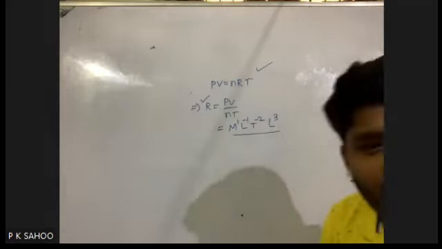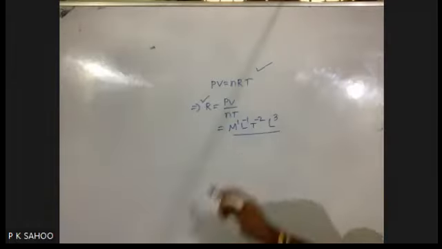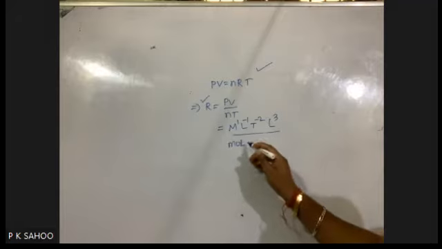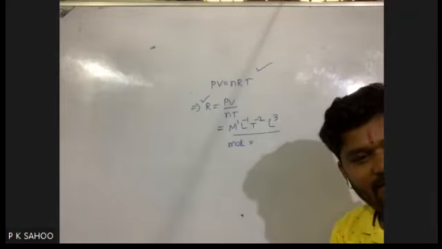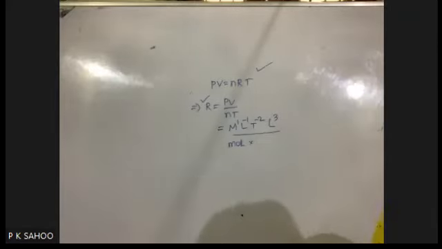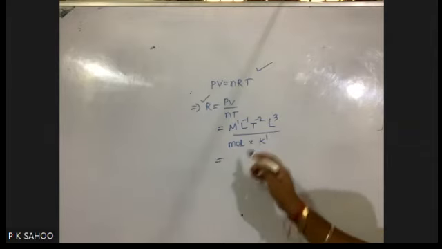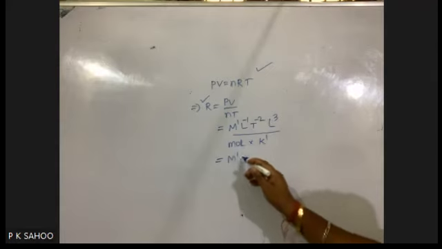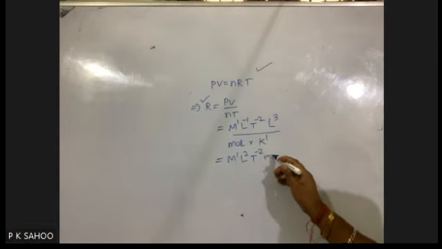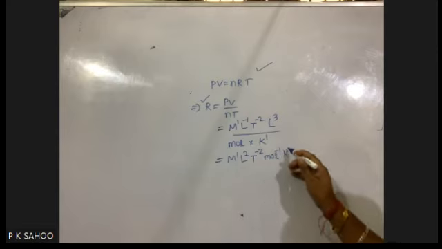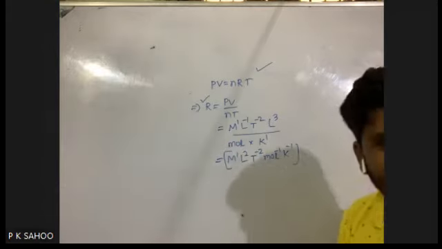N is number of moles, so mole enters inside the bracket. What is T? Not time, T is temperature, so the dimension will be K1, Kelvin. Now you see: M1, L2, T to the power minus 2, mole to the power minus 1, K to the power minus 1. I think this is the longest dimensional formula. Now you learned.